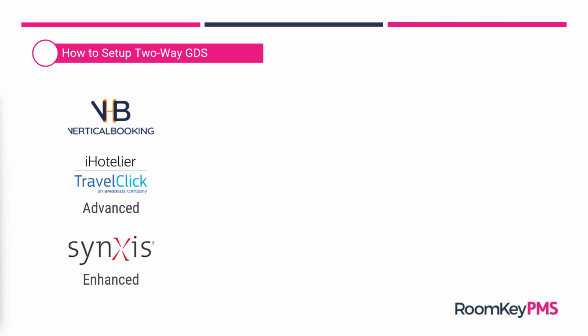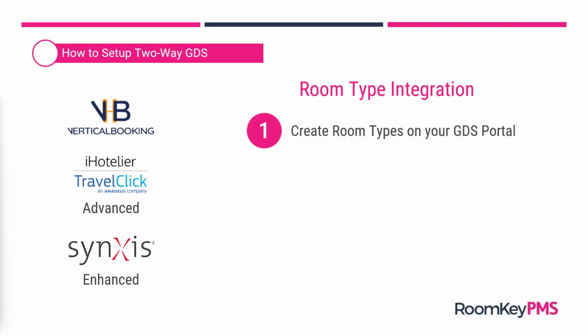Once you have purchased these products and you've set up an account with one of our connectivity partners, to set up the integration or interface with RoomKey, we'll start with the room type integration. The first step is actually included as part of your account setup with the connectivity partner, and you're going to create the room types in your GDS portal.